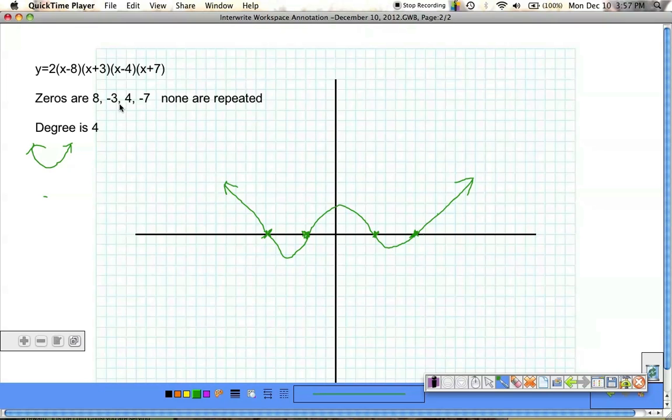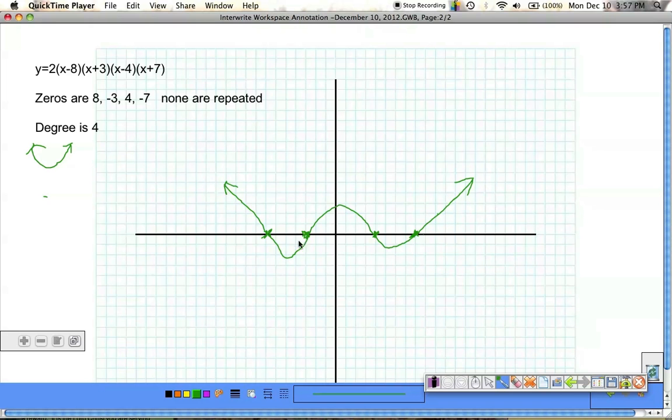I plot each of the zeros, and every x that makes a factor 0 gets marked on the x-axis. Then I look at my end behavior, and at the leftmost 0, I follow the end behavior to the left. In this case, it went up. The rightmost 0, I followed the end behavior to the right. In this case, it went up.